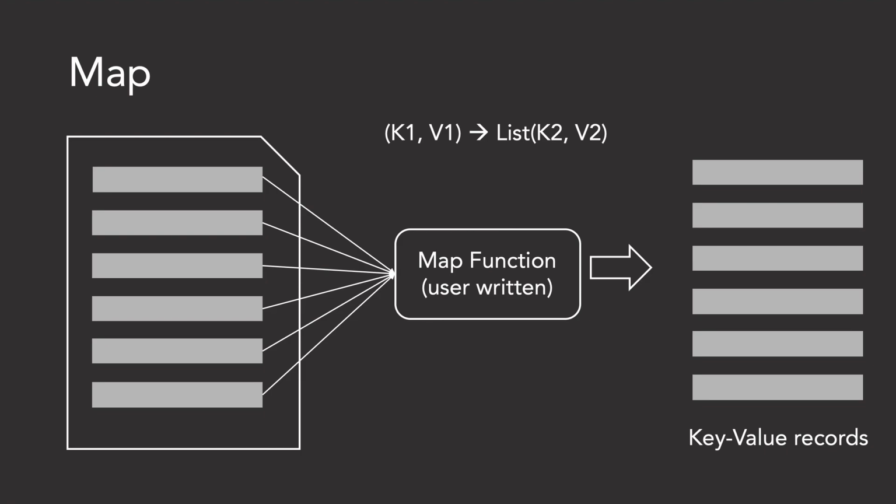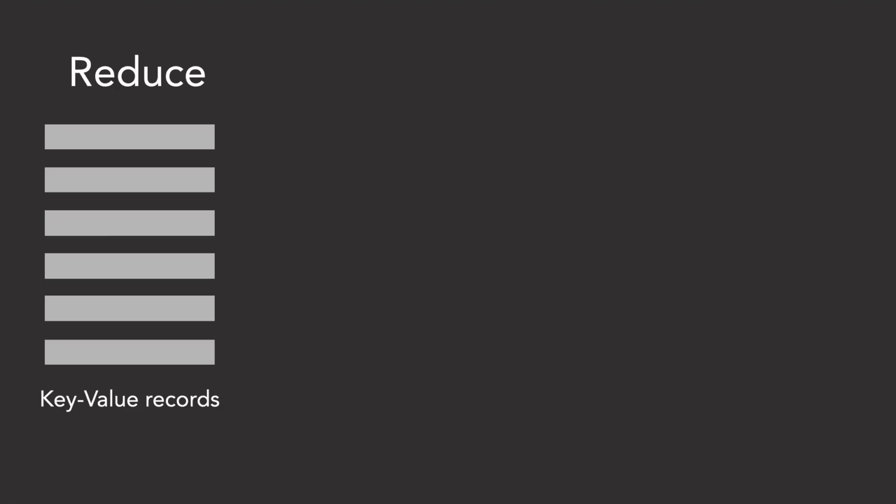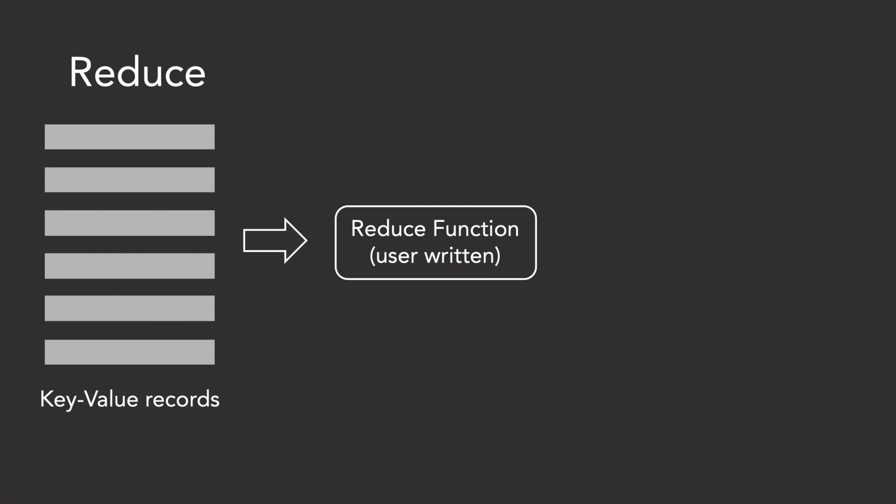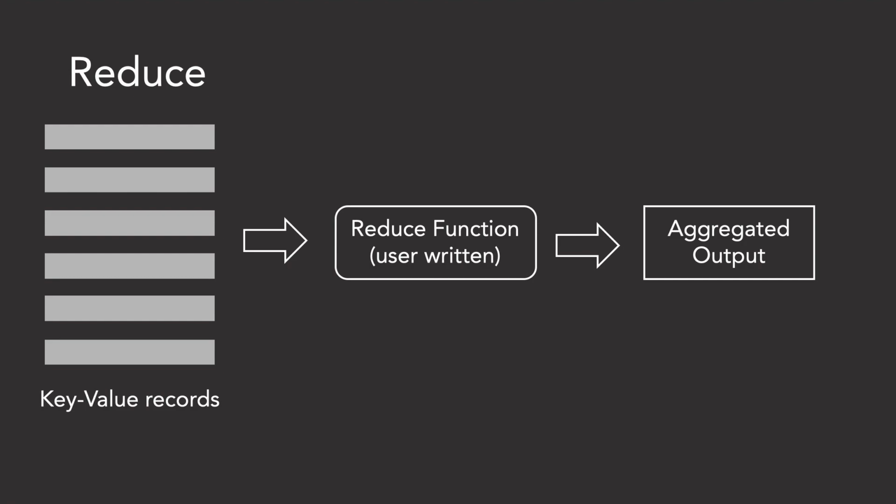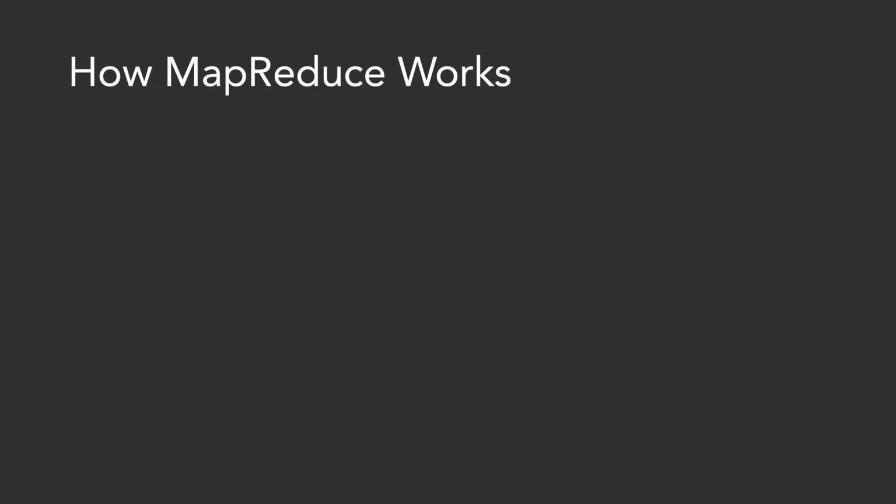So the input is key and value, and the output is a list of key, a separate key and separate values. Then you have the reduce function. Input to the reduce function are the key value records which were outputted by the map function or the map phase, and then it will be passed to the reduce function, and the reduce function will do all sorts of aggregation, and then it will generate the aggregated output which would be written back to the distributed storage. Now if you have to put it in an equation, this is how it would be. The K2 and list of V2 is the output of the map phase, and it will be converted into list of K2 and V3. Now let's take a deeper look at how MapReduce works.